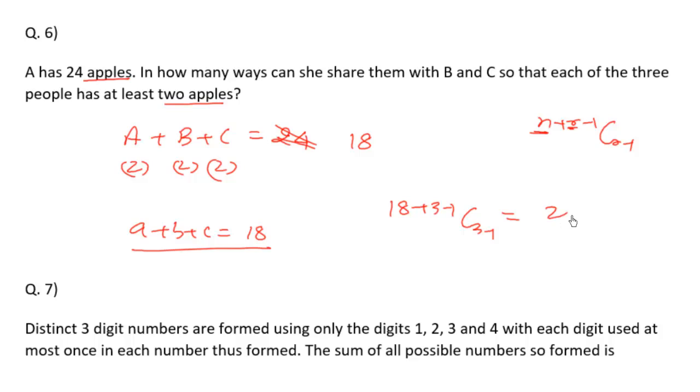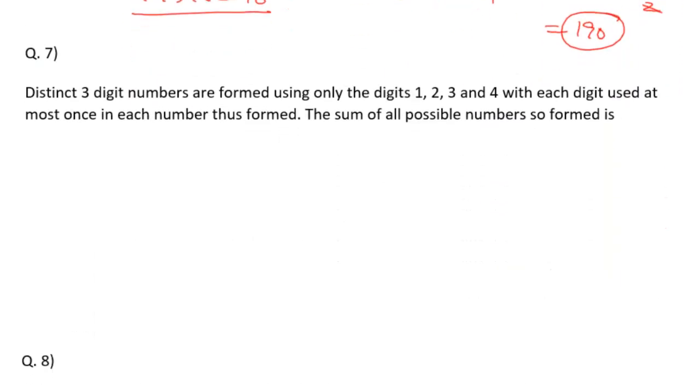So which comes out to be 20C2, which on calculation is 20 into 19 divided by 2. So this is 190. So 190 becomes the right answer for this question. Now what about question number 7?